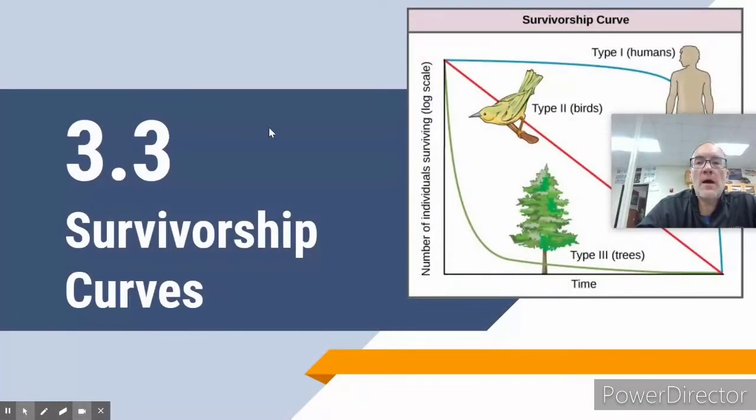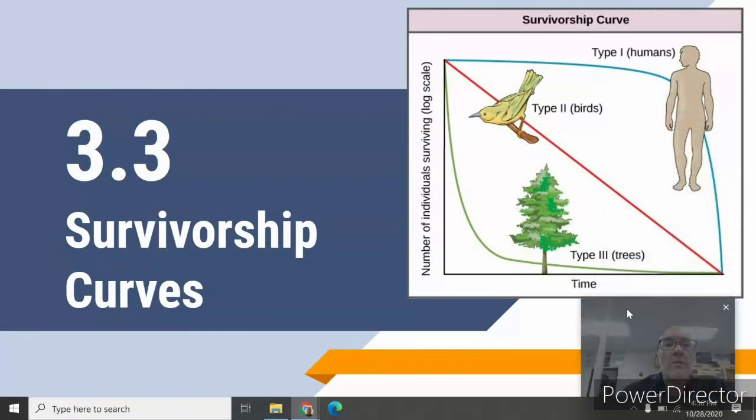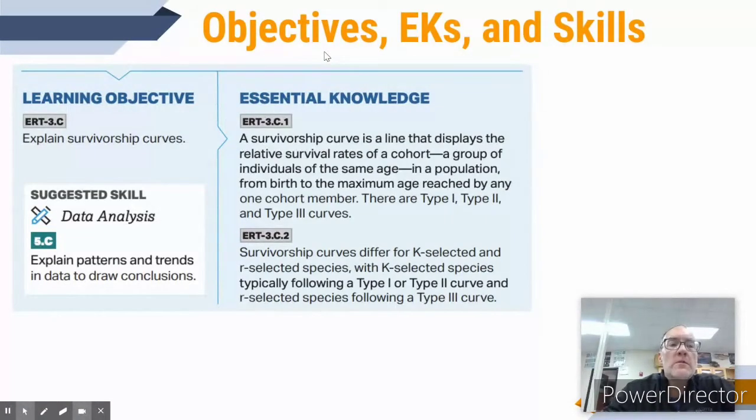All right, last topic for today, the survivorship curves, 3.3. We're going to be talking about 3 different types. So we're going to explain those curves. We're going to do some data analysis. You're going to be looking at some graphs today, explain the patterns and trends.